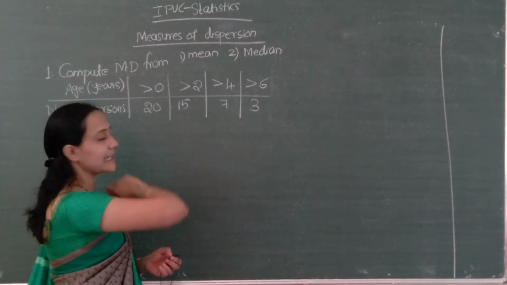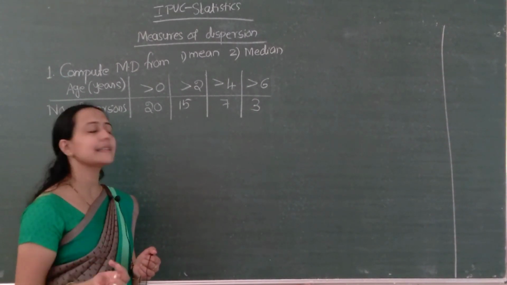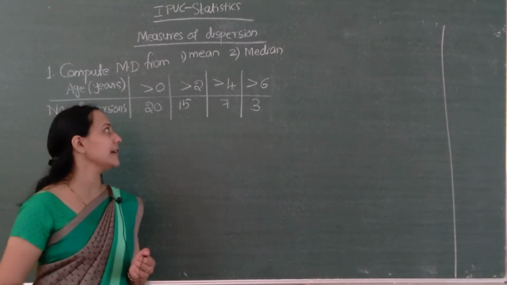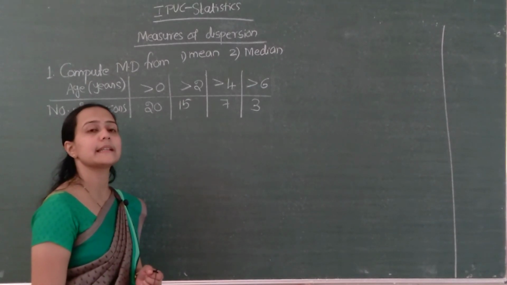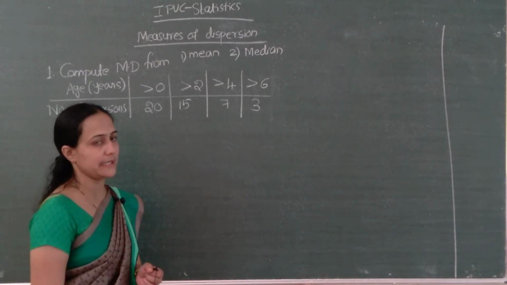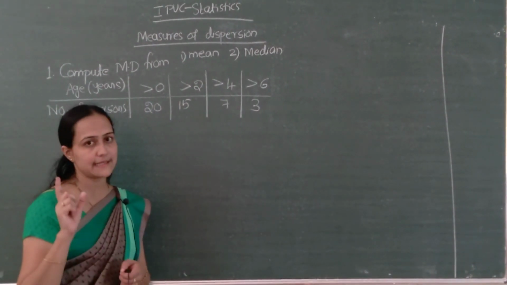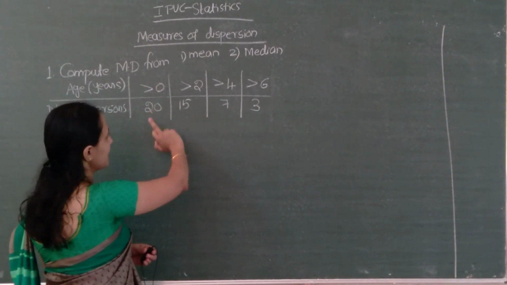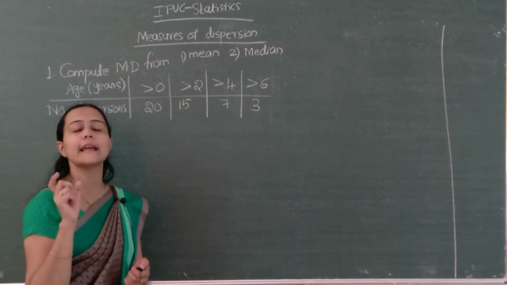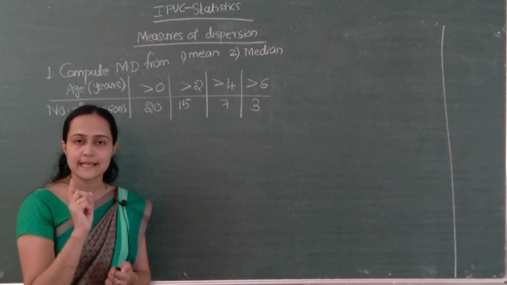These are the lower limits. Greater than 0 means 0 is the lower limit. Greater than 2 means 2 is the lower limit. Greater than 4 means 4 is the lower limit. Greater than 6 means 6 is the lower limit, isn't it? These are not frequencies, remember. If lower limits are given, then more than cumulative frequencies are given.